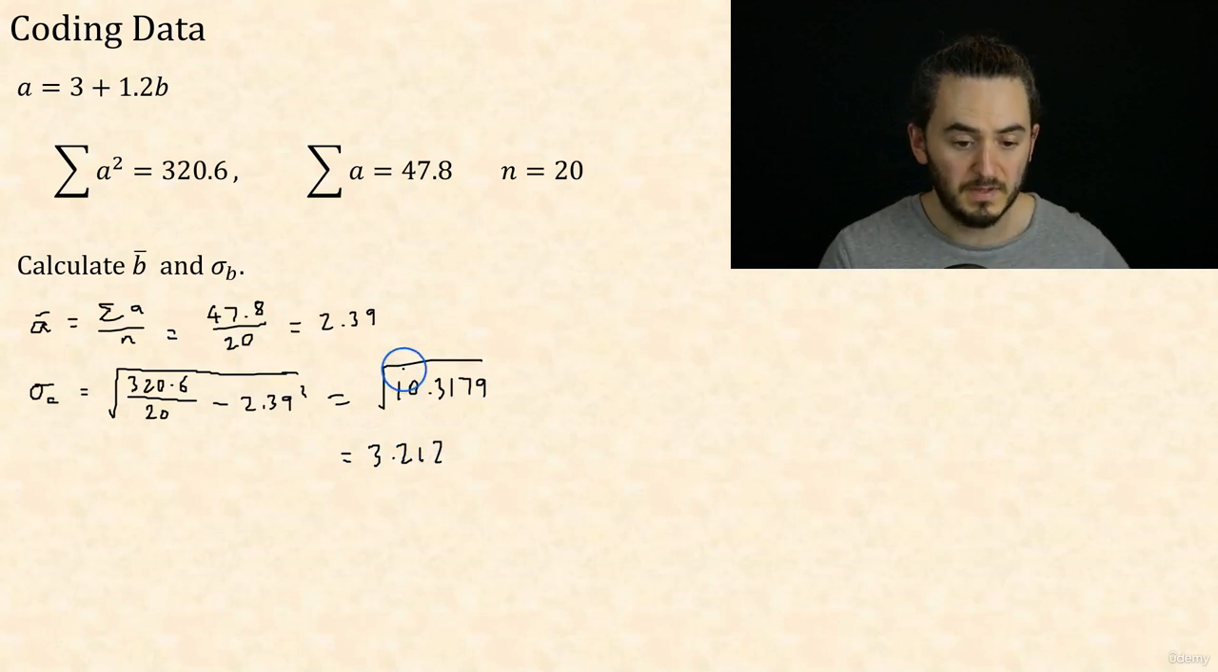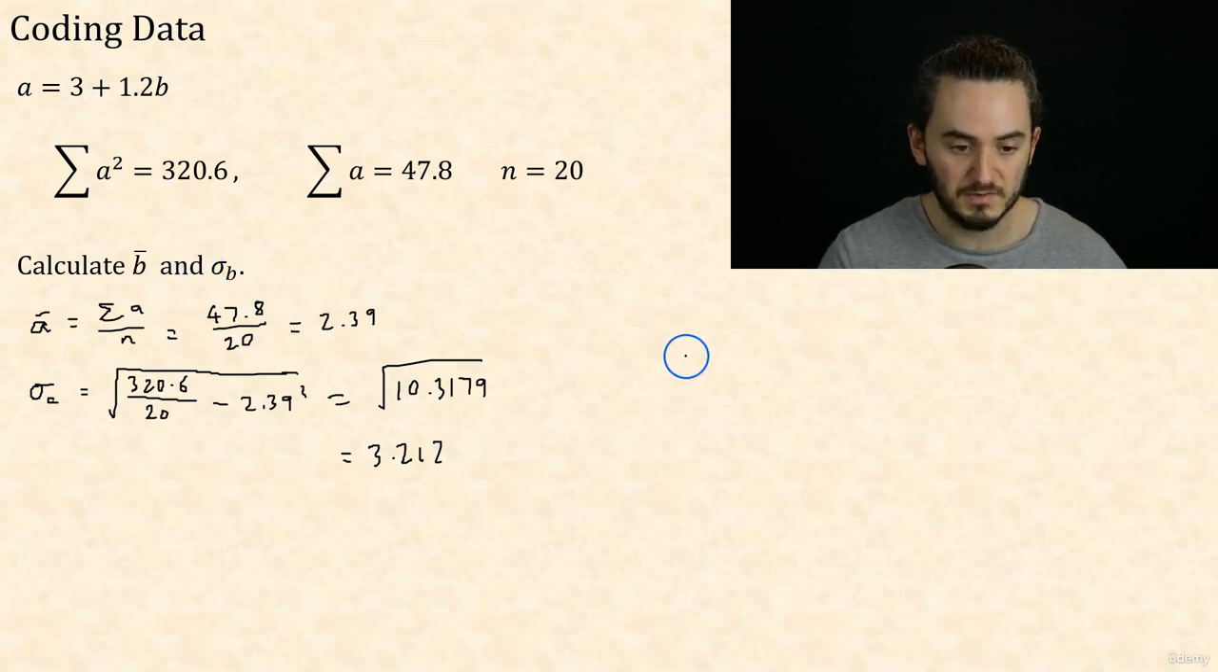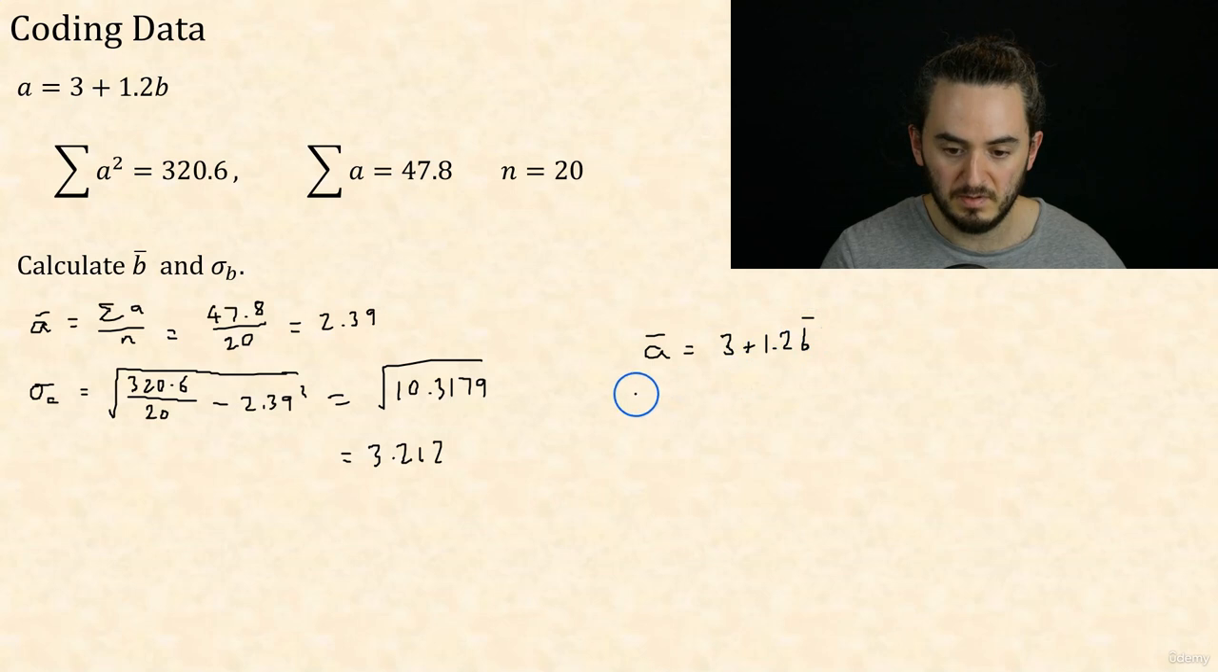All right, so now I've got the mean of A and the standard deviation of A. I'm in a position to find the mean and standard deviation of B. Remember, our relationships are as follows. The mean of A is going to be related to the mean of B in exactly the same way as the data points are related. So that's 3 plus 1.2 times the mean of B. So I can just sub that in. For the mean, it's 2.39 equals 3 plus 1.2b.